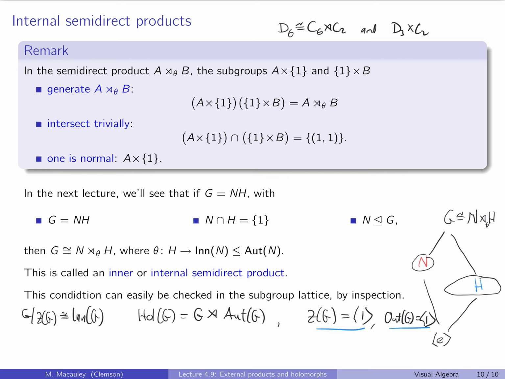Remember, the outer automorphism group is the full automorphism group mod the inner automorphism group. So all that is saying is that the inner automorphism group is equal to the entire automorphism group. If this happens, I think G is called complete. I claim that this holomorph is actually isomorphic to G cross G, the direct product of G with itself.